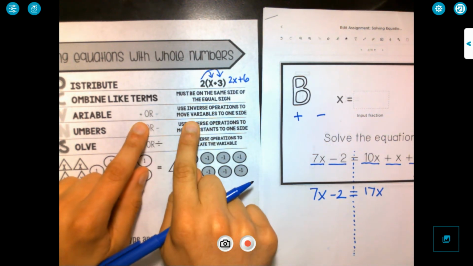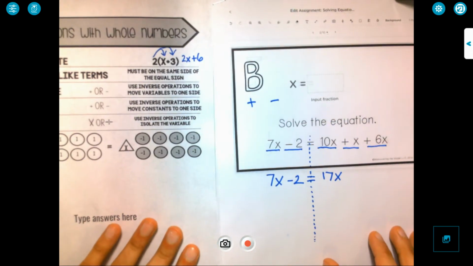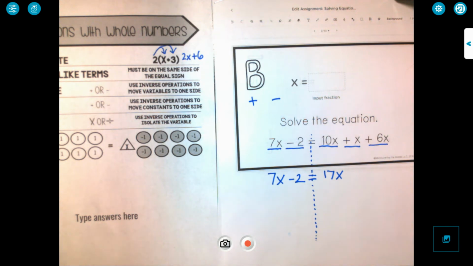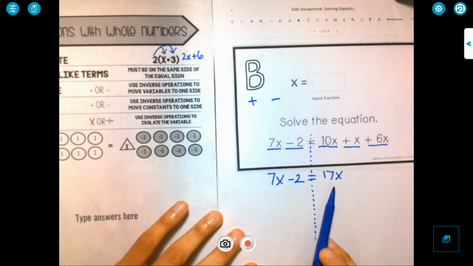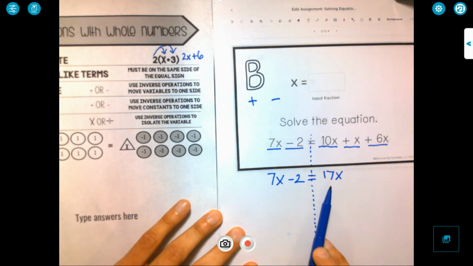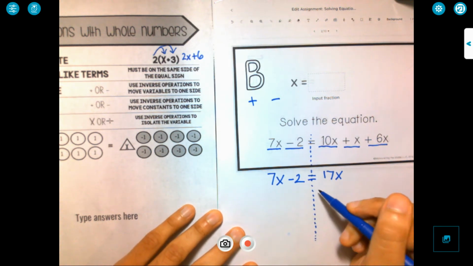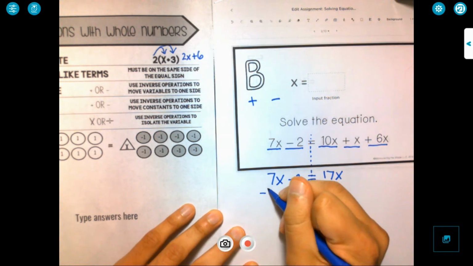Our next step is variable, and it says plus or minus, use inverse operations to move variables to one side. Remember, our goal is to get the variables on one side and the constants, which are just numbers by themselves, on the other side of the equal sign. We have a variable here and a constant, and then just a variable here. So we need to get this variable on this side, and that will get us to our goal of leaving the negative 2 on one side and the variable on the other. I can't move the 17x over here to the left because then we'd have the right side equal to 0, but we can't do that. So we're going to say minus 7x.